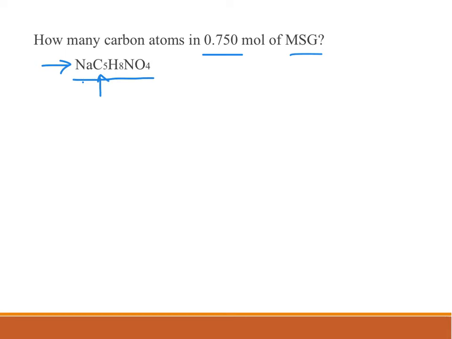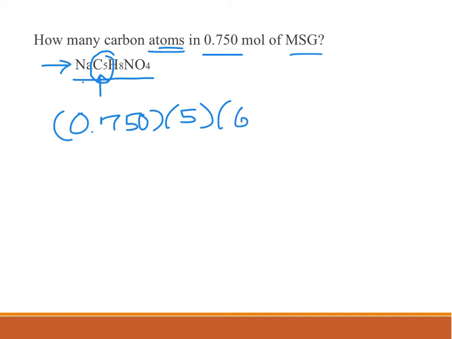So in 1 mole of this molecule, there are actually 5 moles of individual carbons. We don't have 1 mole, we've got 0.750 moles, and we know each part of that is going to be a proportion of those 5 carbons. And then again, we're being asked how many individual atoms, and so we're going to have to multiply that by 6.022 times 10 to the 23rd.